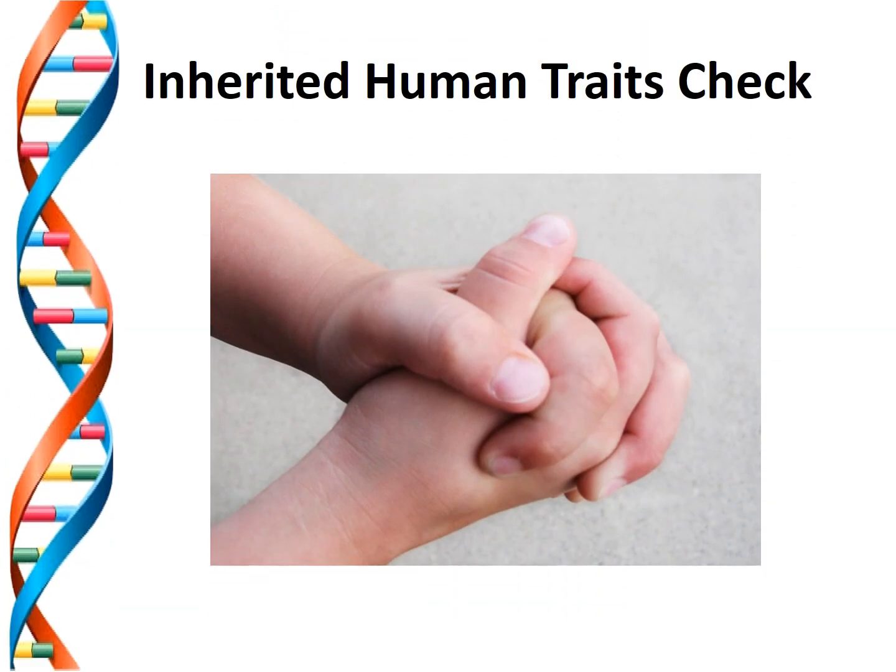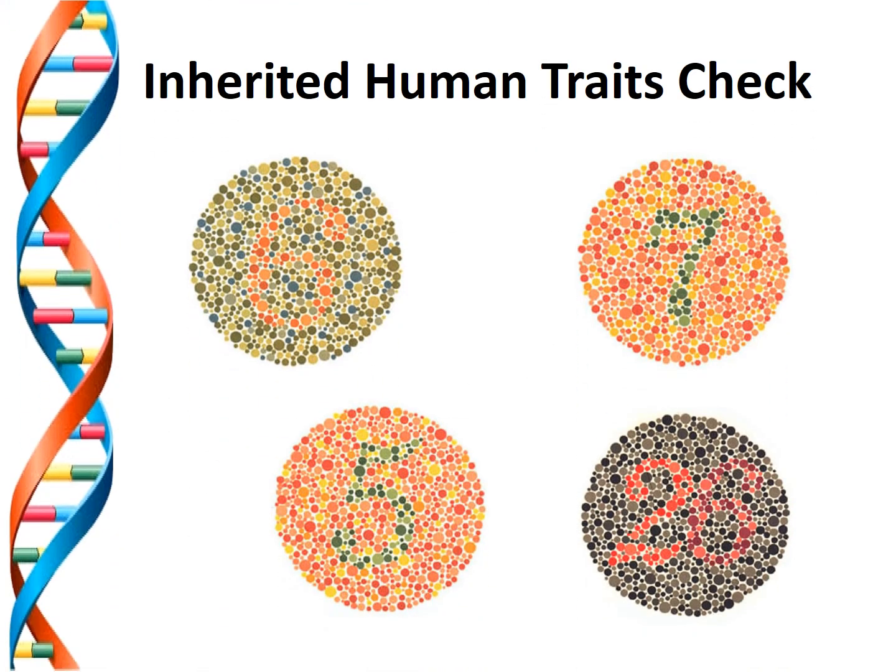And when you clasp your hands together, do you put your left thumb on the top or the right thumb on the top? This one here is indicating colourblindness, so whether or not you're colourblind.